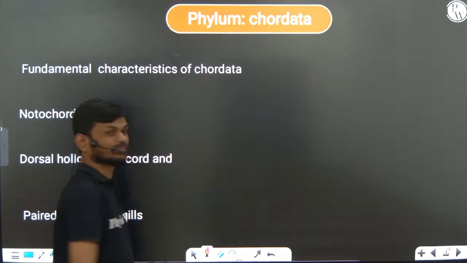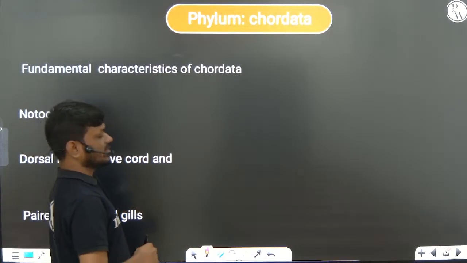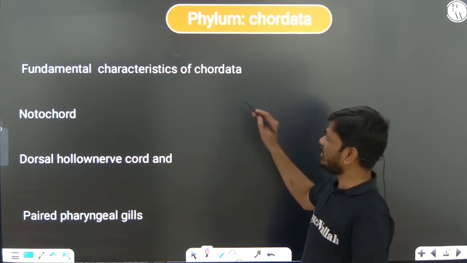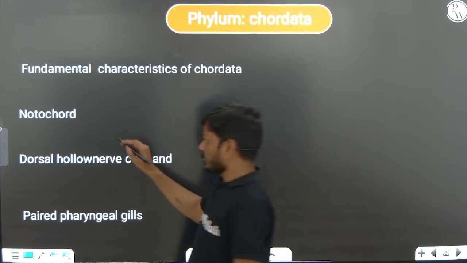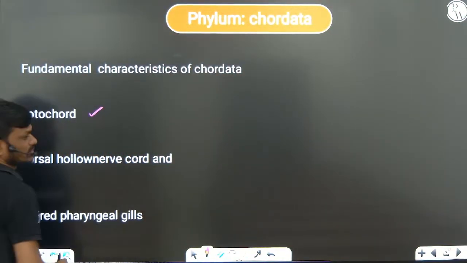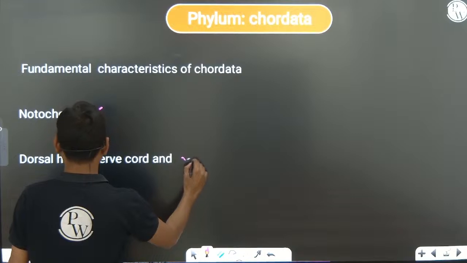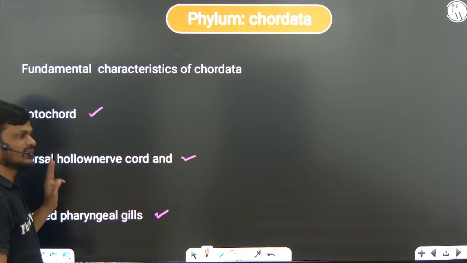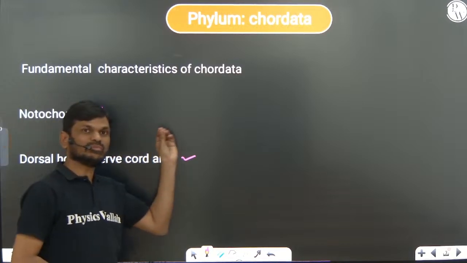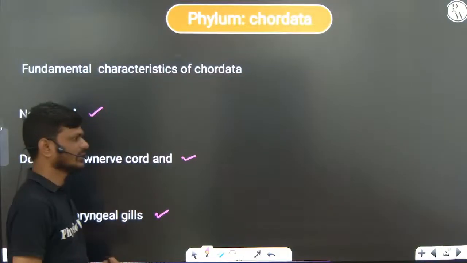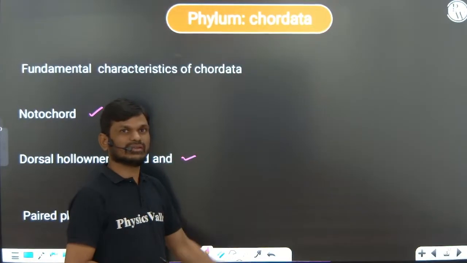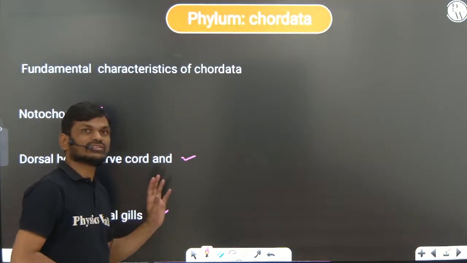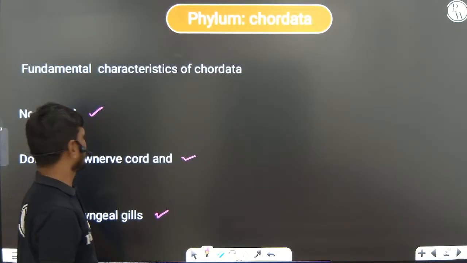Phylum Chordata. Chordates have three fundamental characters: the presence of the notochord, the dorsal hollow nerve cord, and paired pharyngeal gill slits. So these three are the fundamental characteristics present in phylum Chordata. A very important question may be asked from these areas.